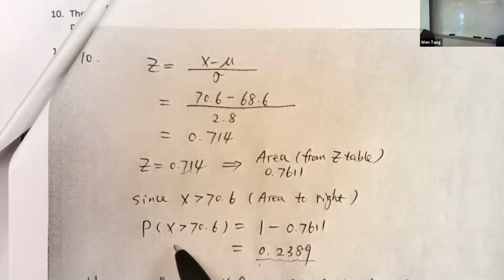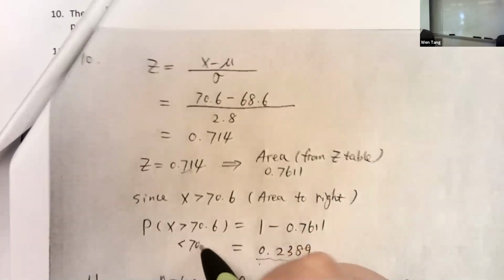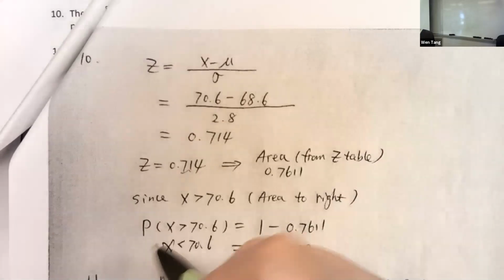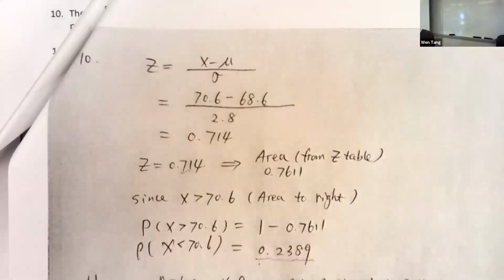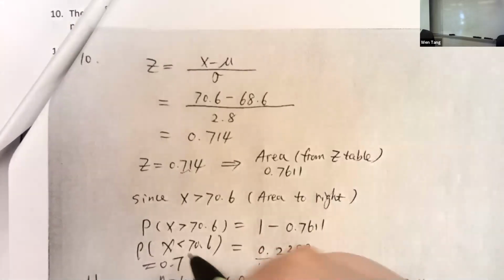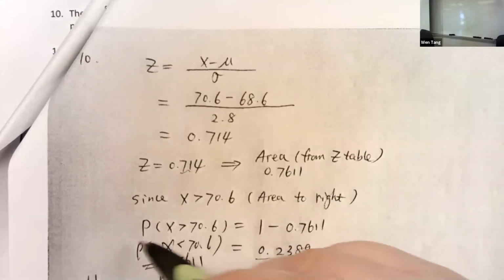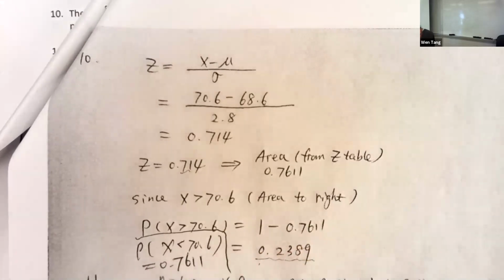If here X is less than 70.6, if it's less than 70.6, then the value 0.7611 will be automatically the answer. But this time we got greater than. Don't forget you need to do one more step.